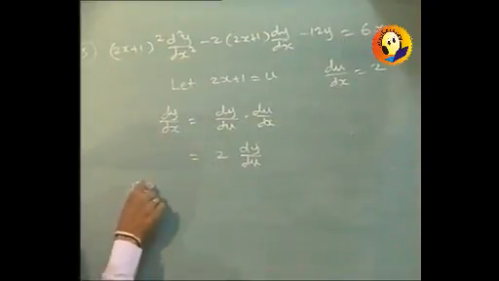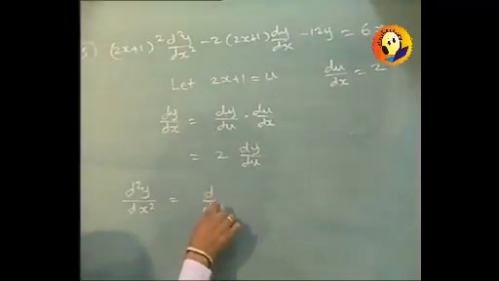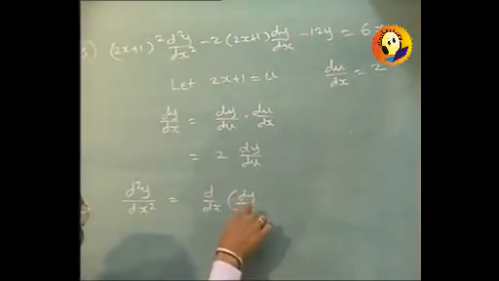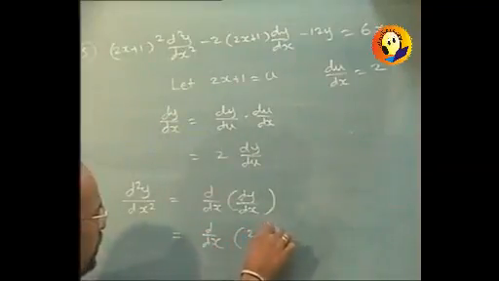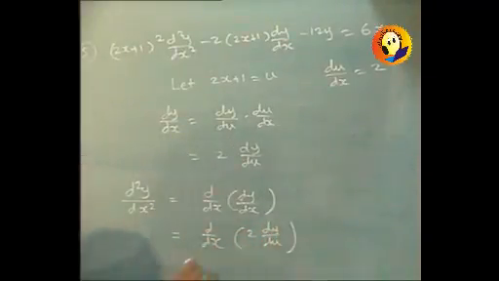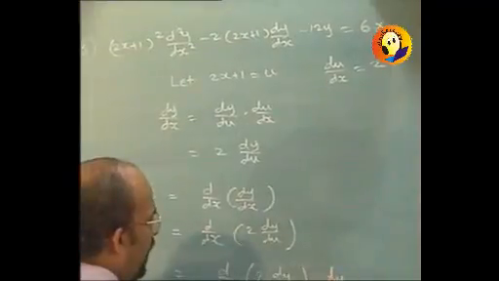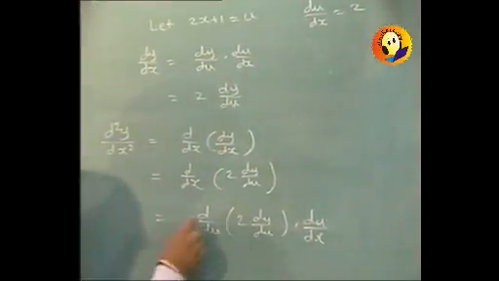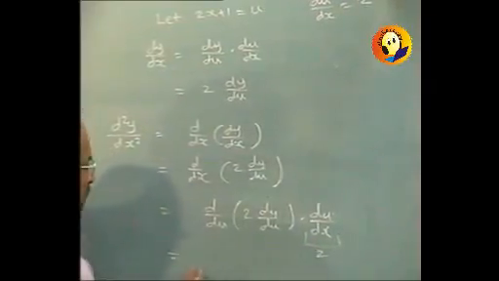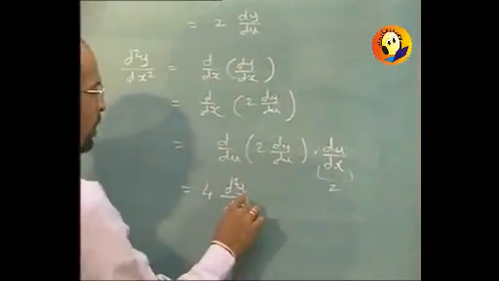d2y by dx square will be d by dx of dy by dx, which will be written as d by dx of 2 dy by du, and using chain rule it will be d by du of 2 dy by du into du by dx, and du by dx is again 2. Ultimately this 2 will come out and this value is also 2. It will be 4 times d2y by du square.